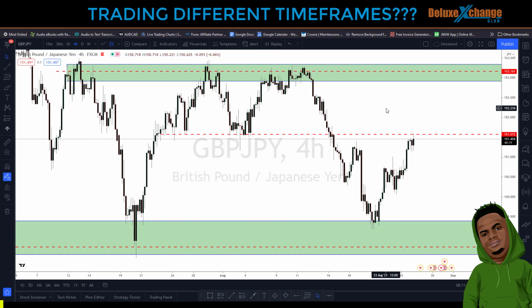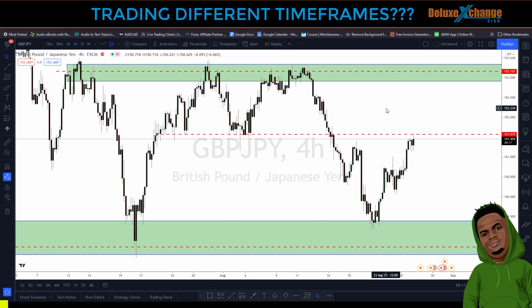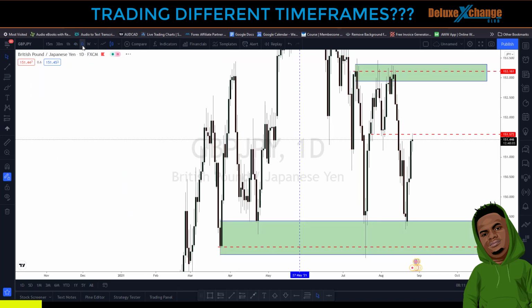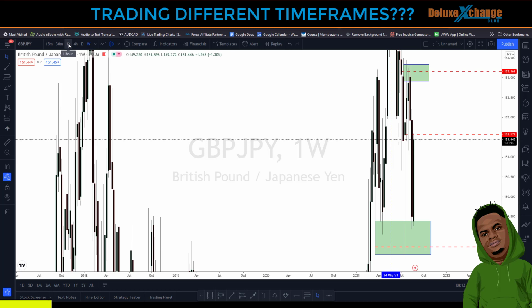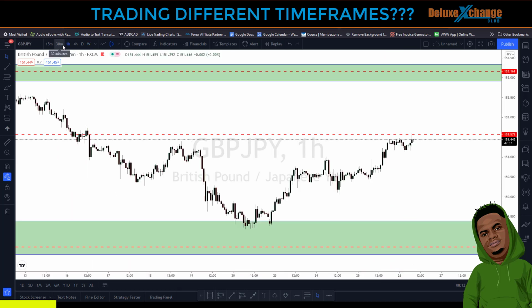Hi guys. So today I'm going to be talking about time frames and how I use the different time frames to trade. As a beginner trader, it can be confusing switching between time frames. So if we have the pound JPY here, this is the 4 hour I have. If we go to the daily, you would see something different. If we go to the weekly, you'll see something different. If we go to the 1 hour, and so on and so on.